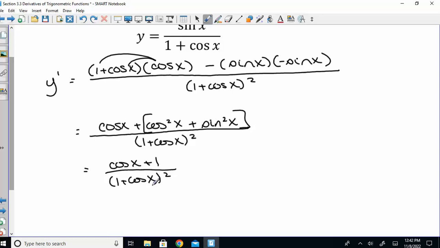Anything else? Top and bottom, they're the same. 1 plus cosine is the same as cosine plus 1. So we could reduce that whole thing. On the top we have 1 of them, on the bottom we have 2, so we could cancel 1 of them. That just leaves us with a 1 on top and a 1 plus cosine x on the bottom.